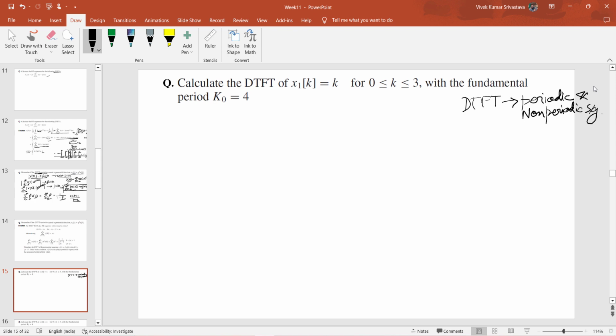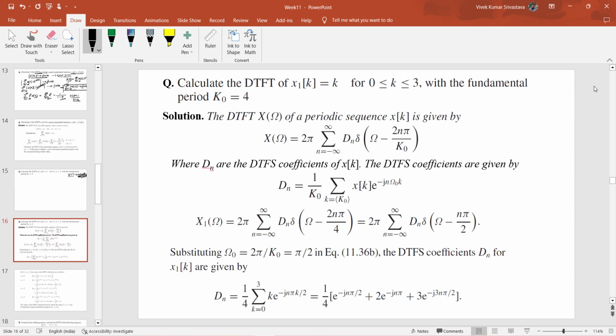So to determine the discrete time Fourier transform for a non-periodic signal, we have seen in the previous problem which expression has to be used to evaluate the discrete time Fourier transform for a non-periodic sequence. Whereas to determine the discrete time Fourier transform corresponding to a periodic signal, we will first have to see how to determine the discrete time Fourier transform corresponding to a periodic sequence.